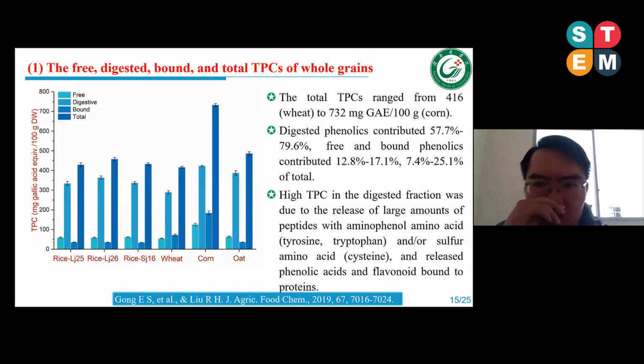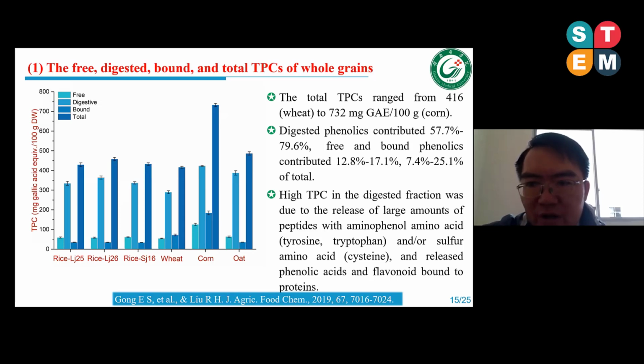This figure shows the free, digested, bound, and the total phenolic content of whole grain. Whole grain samples include 3 brown rice varieties, the LG25, LG26, and SG16, wheat, corn, and oat. The total TPC ranged from 416 to 732 microgram.